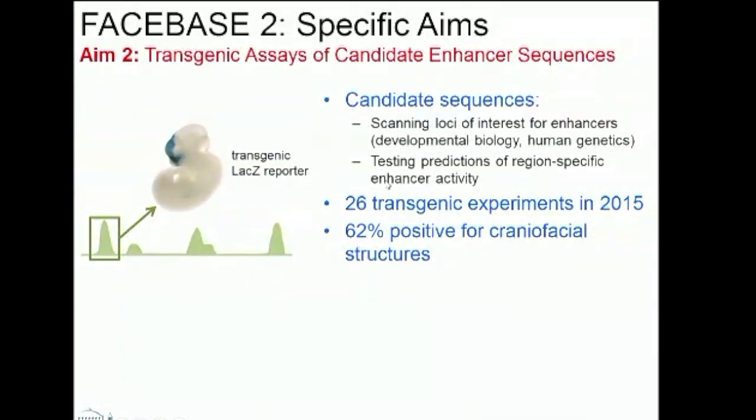The other purpose of doing the transgenics is that, as I mentioned, many of these chromatin-based prediction methods are not perfect. So when we generate these new data sets, we want to get a sense of how good these predictions really are. So we are also using this to test general predictions for new chromatin data sets to get a sense of the success rate. Over the last year, we have performed 26 transgenic experiments. I don't have the time to show you all of them, but just want to briefly mention that in about two thirds of the cases, these were positive for some kind of craniofacial structure.